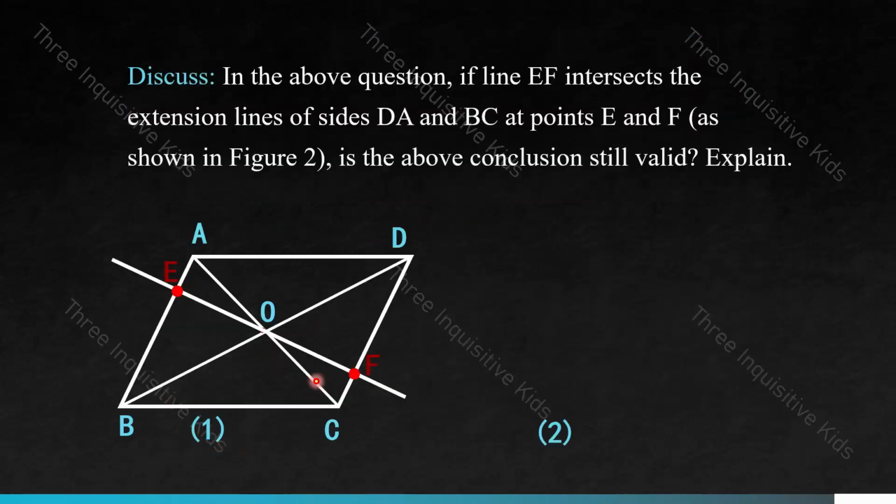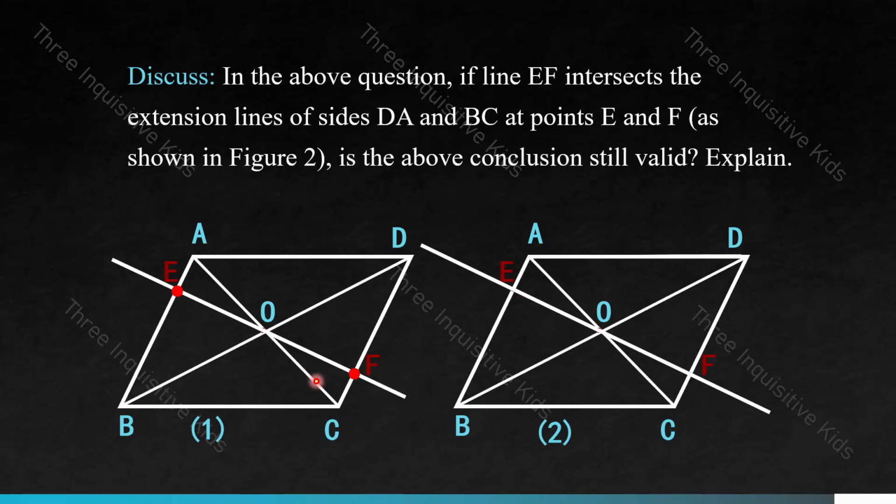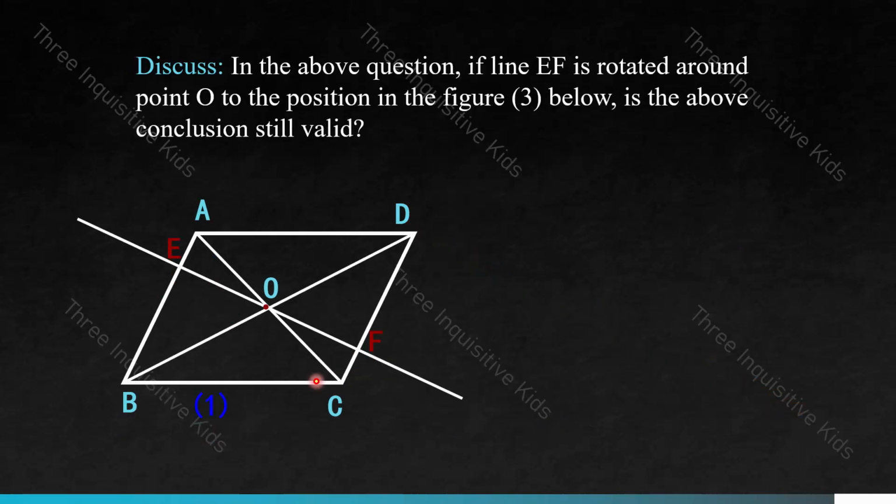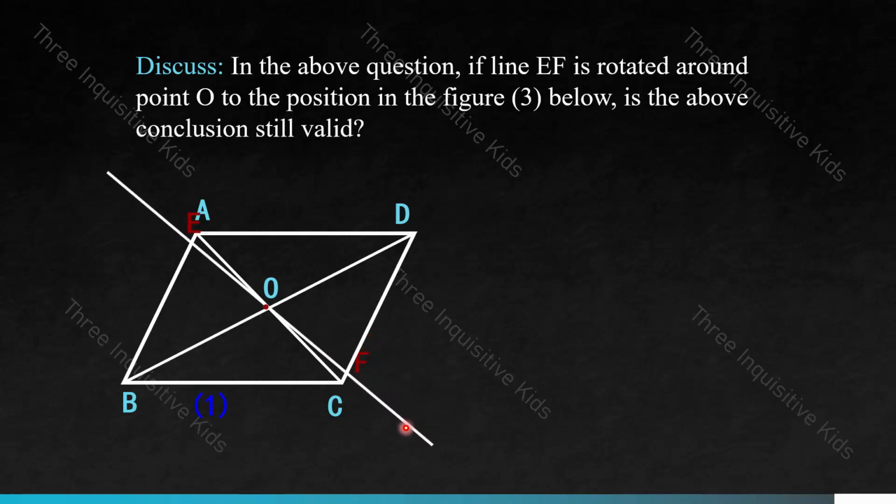Discuss. In the above question, if line EF intersects the extension lines of sides DA and BC at points E and F as shown in figure 2, is the above conclusion still valid? Explain. Discuss. In the above question, if line EF is rotated around point O to the position in figure number 3 below, is the above conclusion still valid?